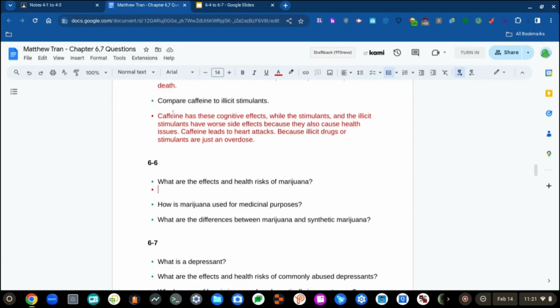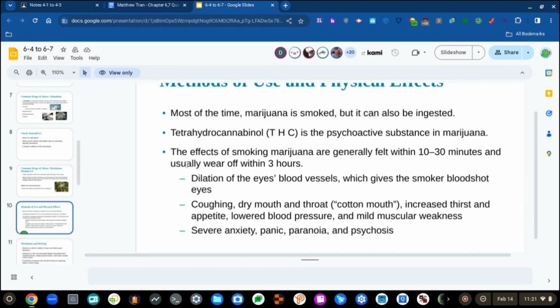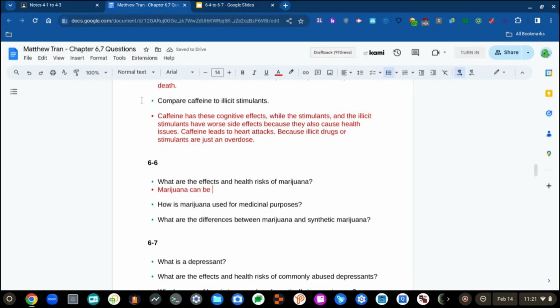So the active chemical is THC. THC, tetrahydrocannabinol, is the one that gives you the high, right? There's other stuff in marijuana called CBD, which they sell over the counter. People use that for things like relaxation, sleep, pain reduction, things like that. That one doesn't affect your brain, but THC is the one that does.